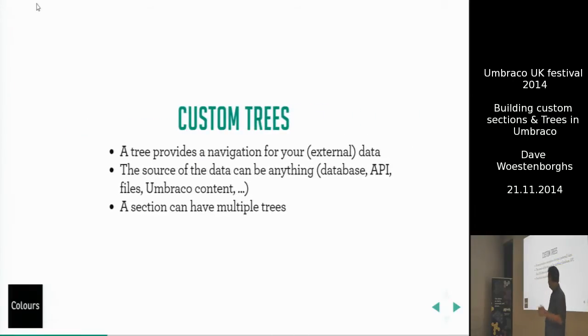Custom sections consist of custom trees, and custom trees are a way to navigate your data. If you look at the sections that are already in place in Umbraco, you see, for example, the settings section, you see a lot of trees. You have the dictionary tree, the templates tree. So a section can have multiple trees. And the source of your data can be anything. Like I said, it can be Umbraco content, but it can be a database or an API or just text files or XML files.